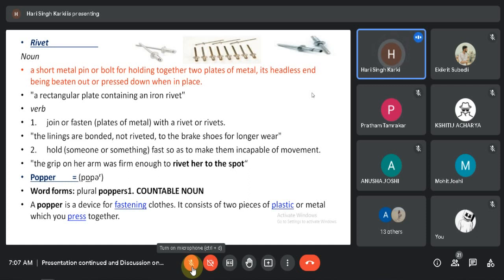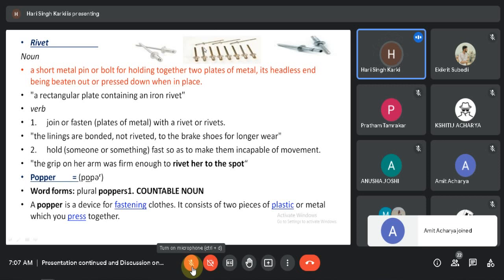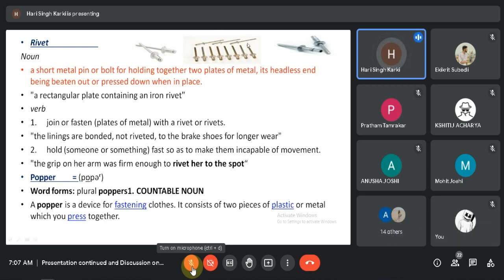So what can you see on the screen? What are these? Can you see the figure or pictures over here? Yes, sir. These are metal pins, metal bolts or pins, and these are known as rivets. This is one rivet, this is another rivet. These are pairs of rivets or numbers of rivets. So these are the rivets. And what do they do? Their main function is to attach or connect each part with the other.